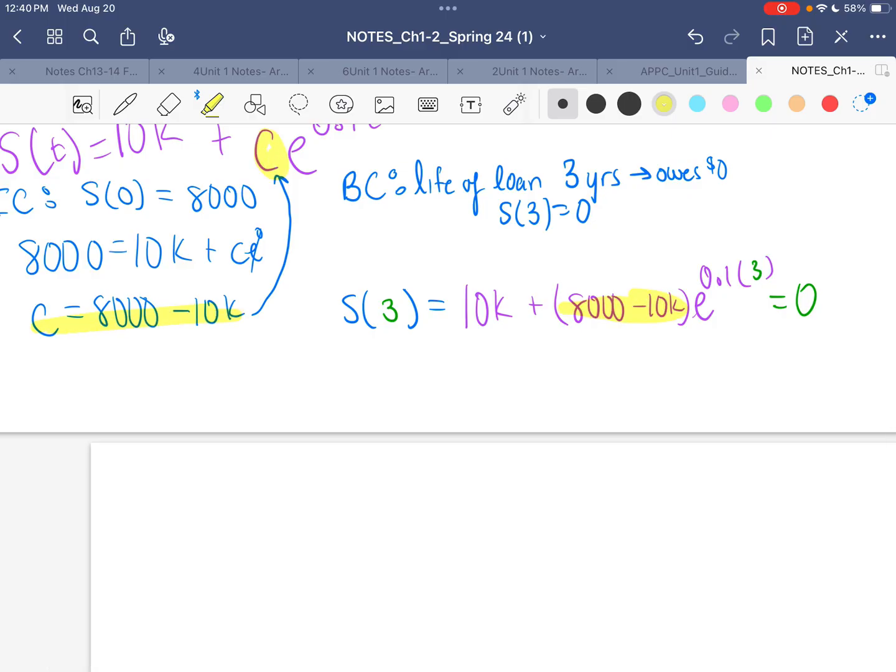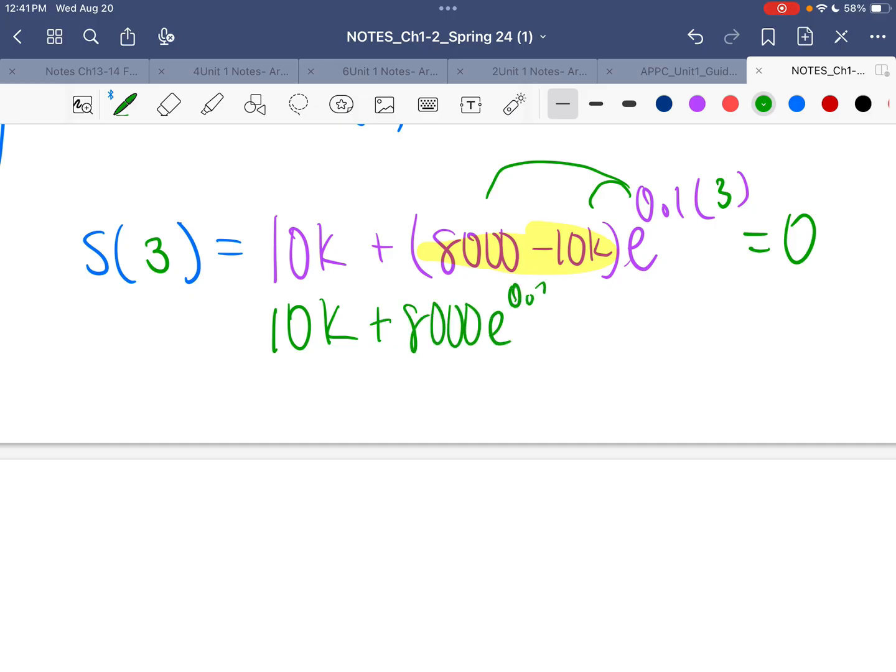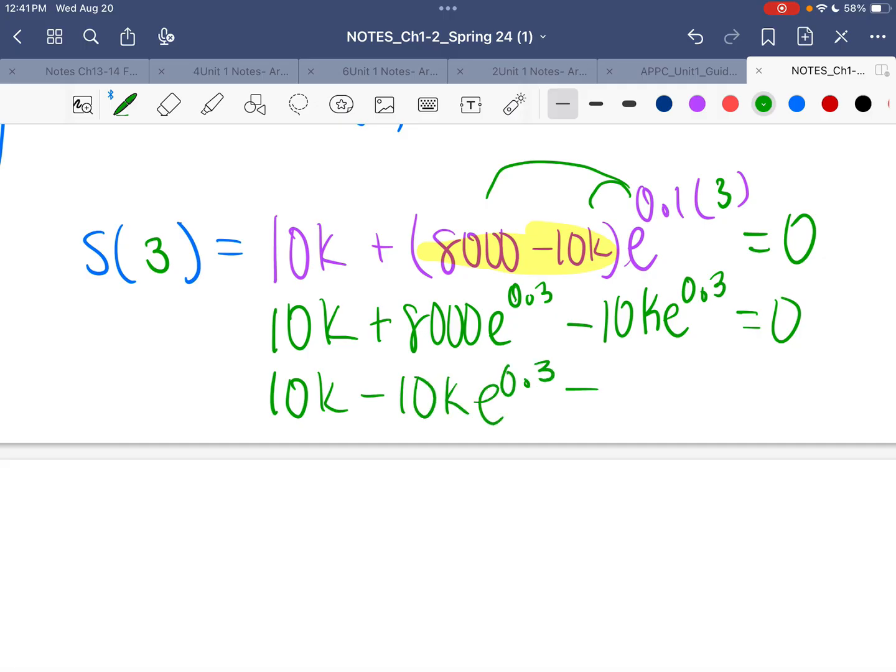That was just C that we did. So I'm going to isolate the k's. That means I need to distribute this to both things. So I have 10k plus 8,000 e to the 0.3 minus 10k e to the 0.3 equals 0. Anything that doesn't have a k is going to move to the other side of the equal sign. It's equal to negative 8,000 e to the 0.3.